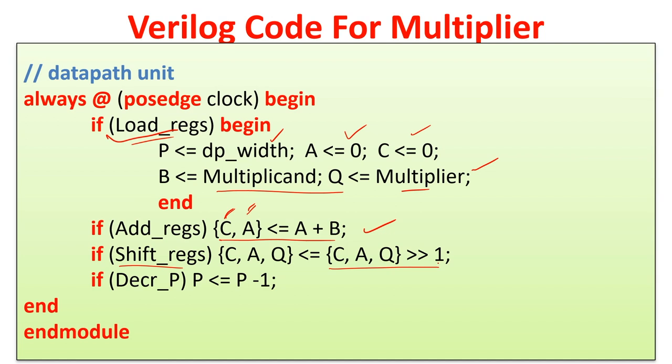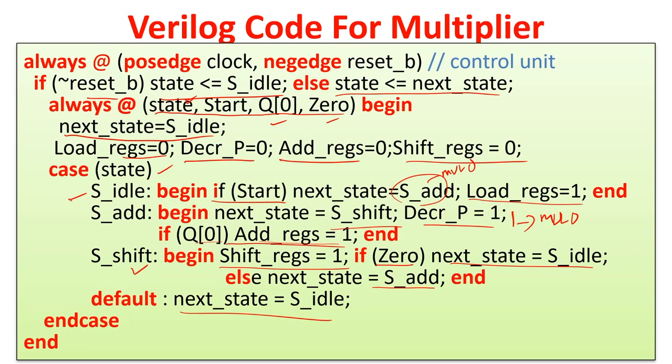Shift right bit 1. And if you are getting a decrement signal, do the decrement operation. So this is actually the data path unit. If you are getting a signal, then do the operation. And the previous one is how to generate control signals.